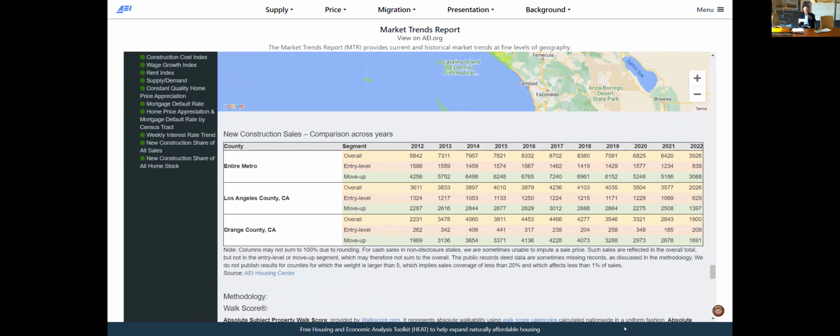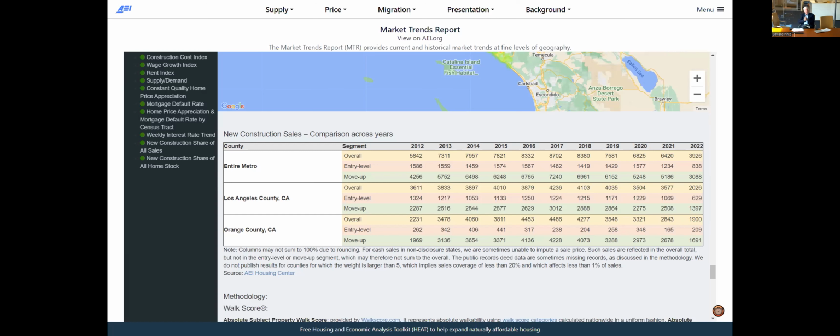And you'll see here 2012 to 2022, overall entry level and move up, for both Los Angeles County and Orange County. Remember, I mentioned that Orange County seemed to be growing more new construction. You'll see that in 2012, Orange County had 2,200 units built, and in 2022, it had 1,900 units built, a reduction of about 13 or 14%. But LA went from 3,600 to 2,000, which is a reduction of about 45%. So that's again telling us that LA is really lagging on new construction.